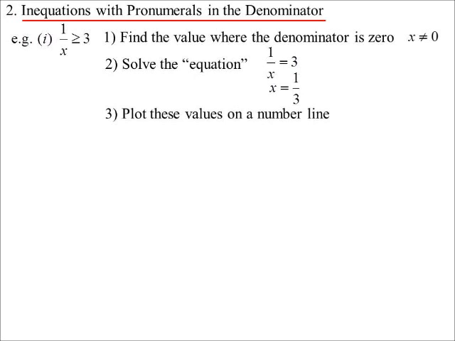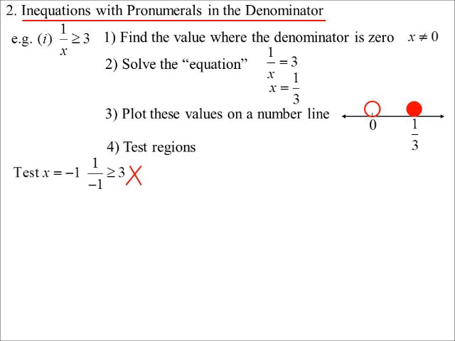I just plot them. The 0, of course, is not included because the bottom of the fraction can't equal 0. And again, I'm just asking myself, where am I on this number line? Am I in between, or on the outside, or anything like that? So I can just test a point. If I test negative 1, whether you actually write it down or do it in your head, you go, 1 on minus 1. Is that greater than or equal to 3?